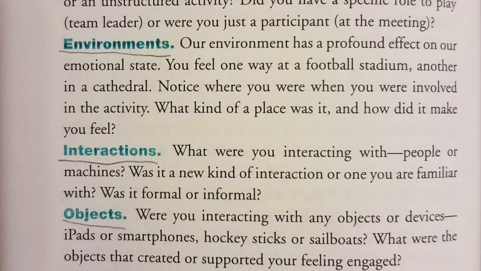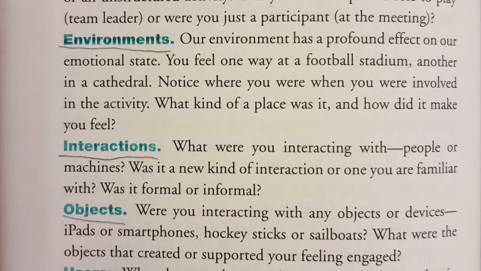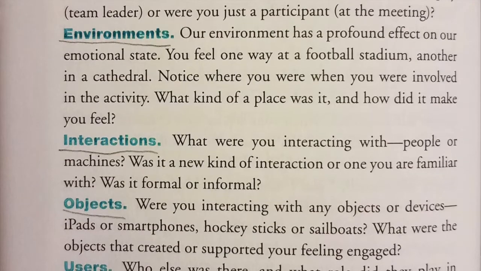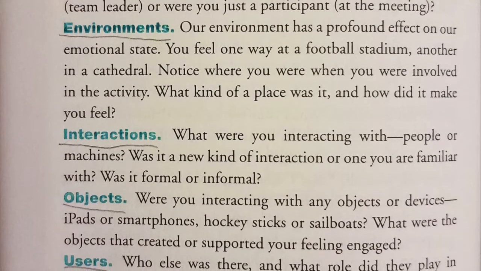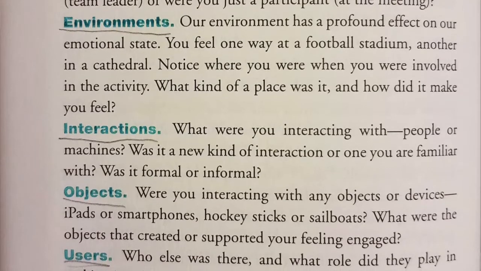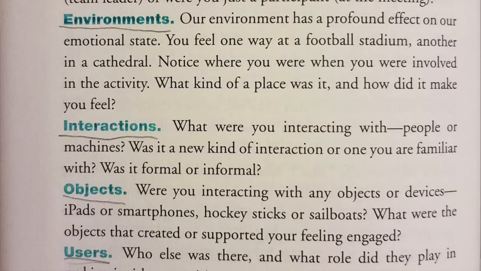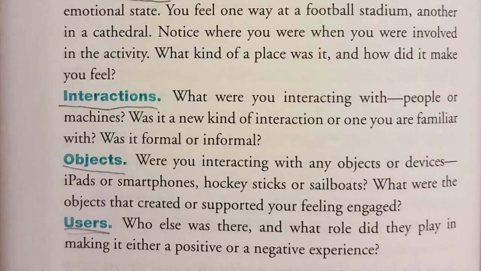Next one is environments. Our environment has a profound effect on our emotional state. You feel one way at a football stadium, another in a cathedral. Notice where you were when you were involved in the activity. What kind of place was it? And how did it make you feel? I think really just something very succinct. If you've ever done a bullet journal, you know that they really value brevity over writing a big long journal entry. And I think the activity log is very similar. Just come up with the briefest of explanations of where you were and what you were doing. So the environment you were in means I was at a party, or I was at work in my office, or whatever, you pick.